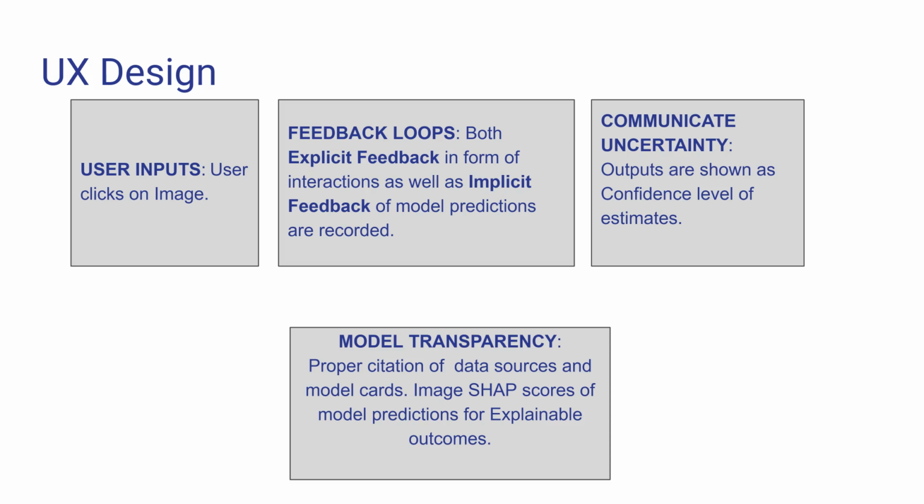Uncertainty communication is done clearly, as shown in the form of the insights that users see based on what other people vote for the particular model prediction, as well as the confidence estimates. For model transparency, proper citation as well as showing the model cards and the data sources is very important. Besides that, Shapley values of the image will provide a lot more insight into why a particular model made a given prediction.